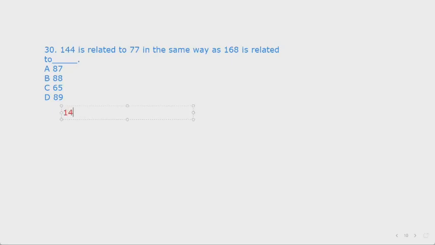144 divided by 2 is 72, and 77 is 72 plus 5. Cool. So this is the relationship. We can do this for 168 as well. So 168 divided by 2 is 84, and 84 plus 5 is 89. So option D becomes our right answer.